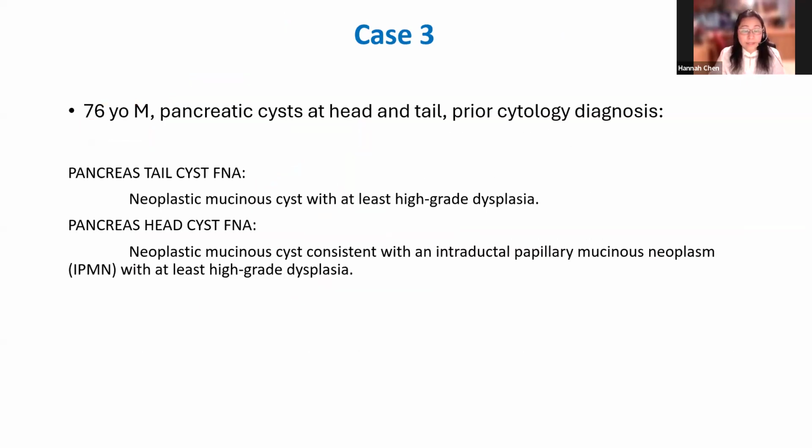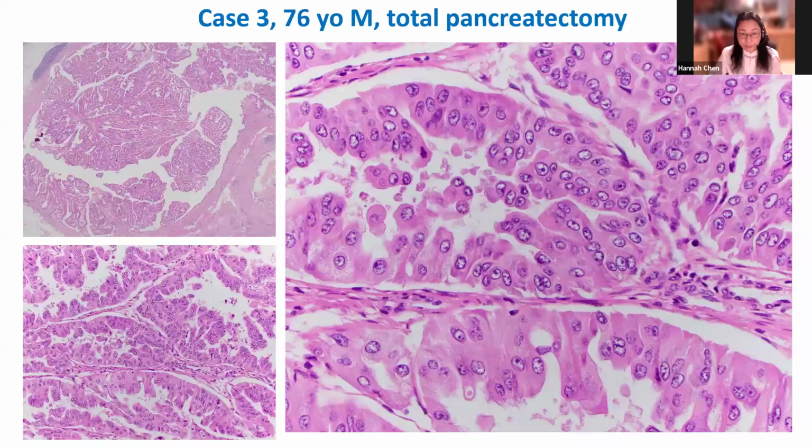Move to case 3, a 76-year-old male with pancreatic cysts at the head and tail. Prior cytology diagnosis of the tail cyst showed neoplastic mucinous cyst with at least high-grade dysplasia. The head cyst also showed neoplastic mucinous cyst consistent with IPMN with at least high-grade dysplasia. So a total pancreatectomy was performed, and I received it. This is really representative histology of this cyst lesion.